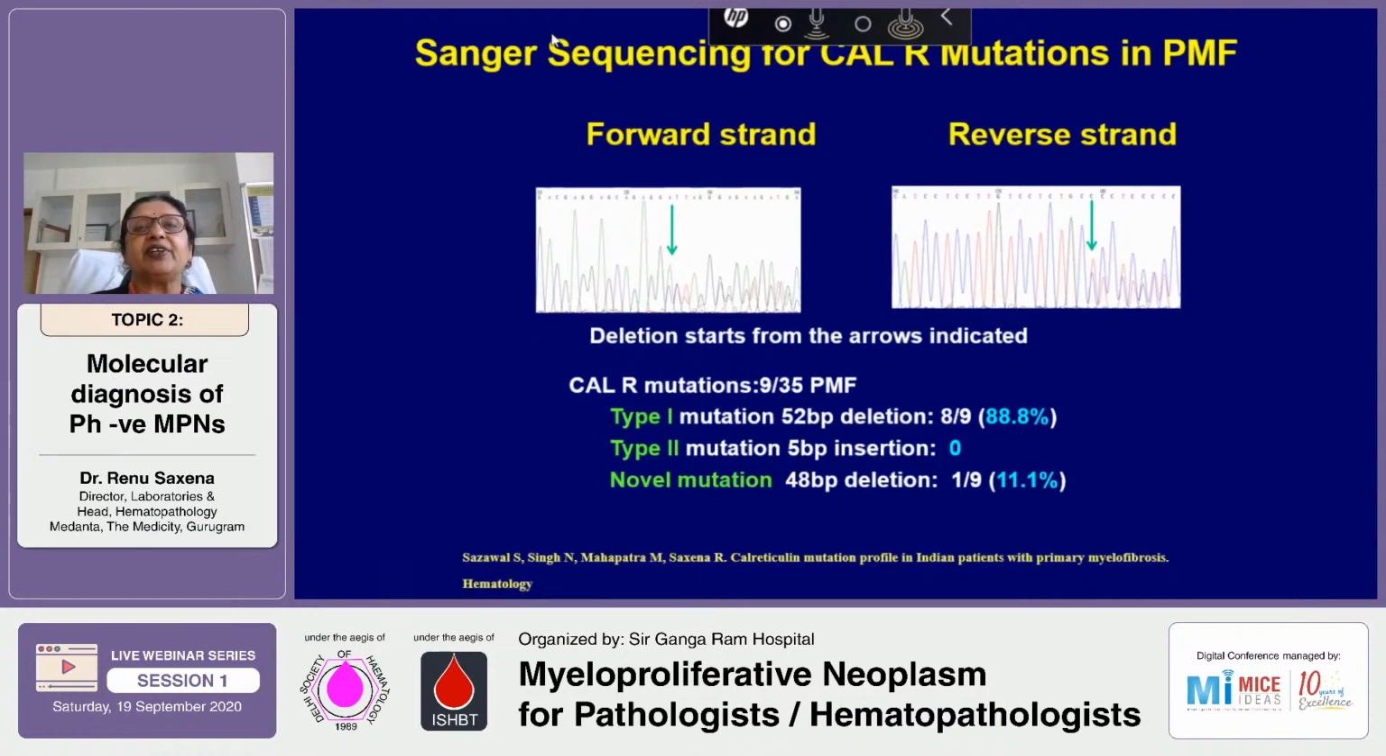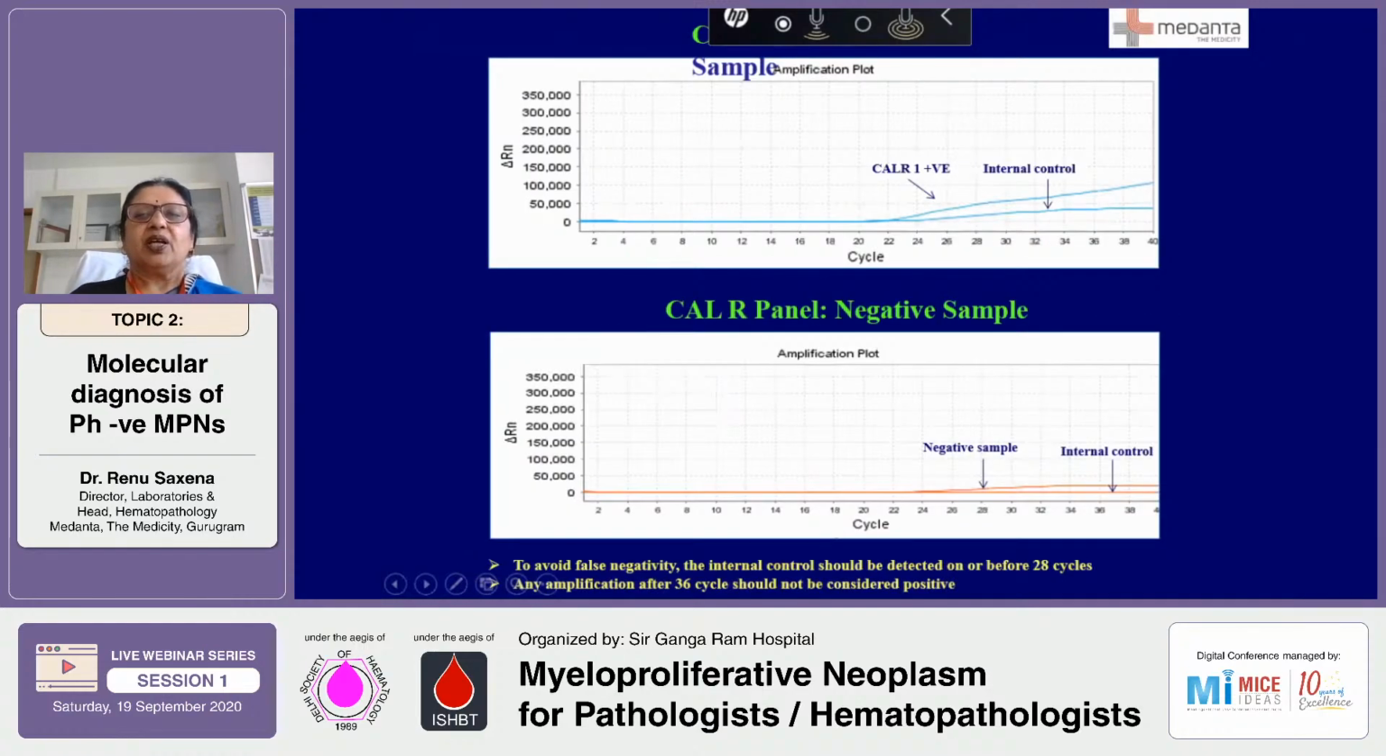So as I said, we had earlier done a study on CALR mutations using Sanger sequencing. We did this in PMF cases, and we found 9 out of the 35 patients had CALR mutations, and it was mainly type 1 mutation. As I said, in PMF, you don't get type 2 mutation. We didn't find any type 2 mutation. However, we did find one novel mutation for this.